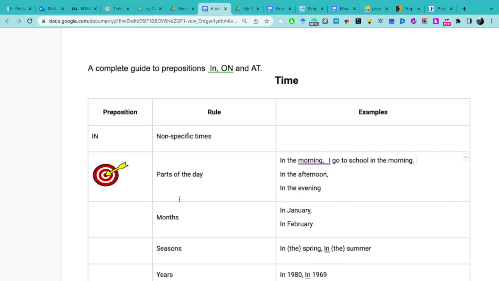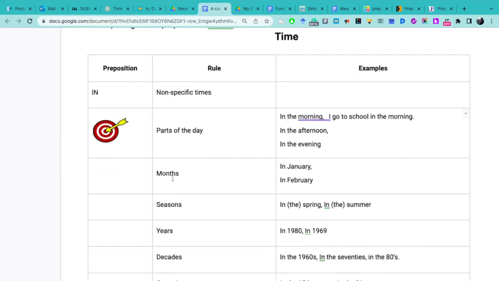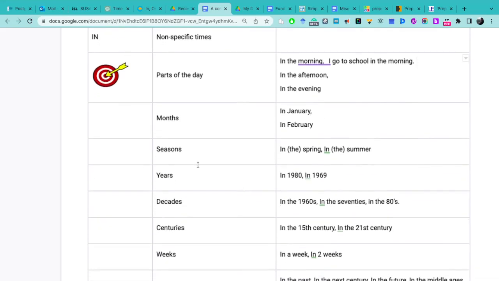So we also use the preposition in with months of the year. Months of the year only. In January, in February, in March, in October, in August, in December, etc. Also with seasons. We can say in the spring or in spring, in the summer or in summer. I go to the beach in summer.